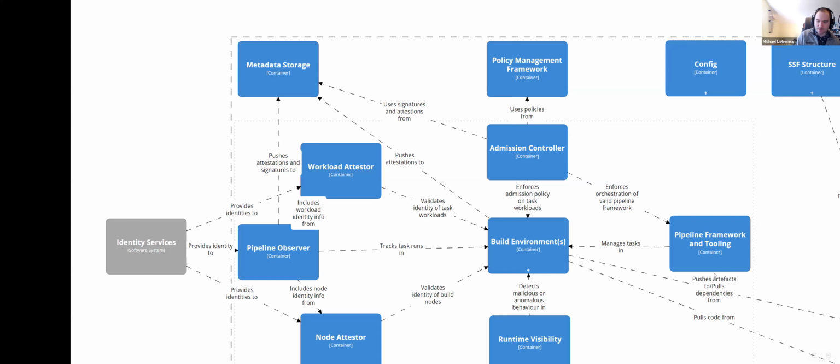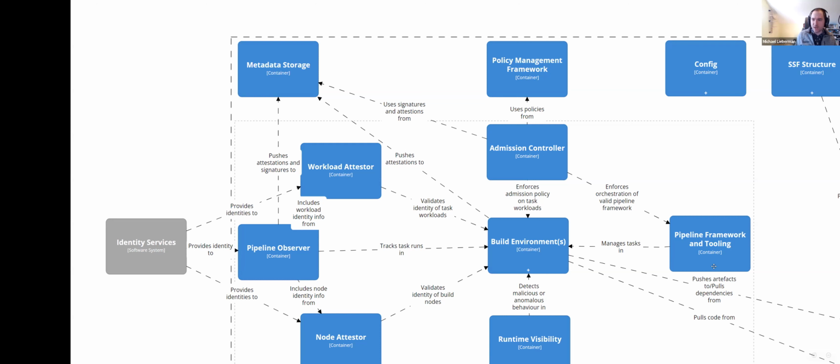Cool. So that helps explain how we're looking at securing the actual pipelines and the definitions of those pipelines. But then how do we secure what's happening within the build environments? Well, since a lot of this is cloud native, we first need to ask how we can secure how pods or containers are actually spun up. Well, that's where the pipeline observer and the attesters come in.